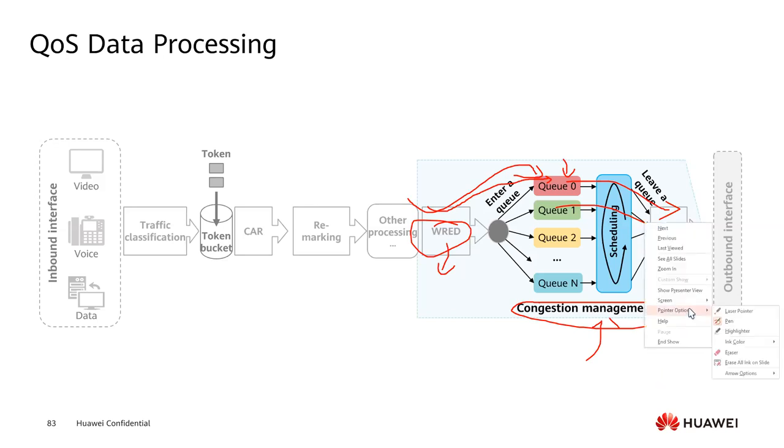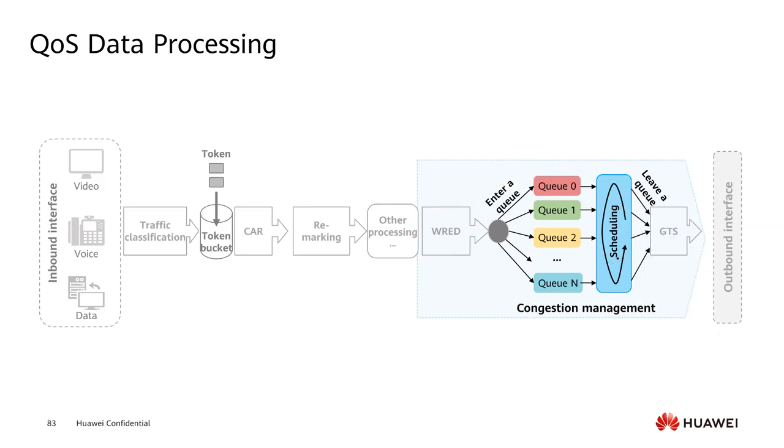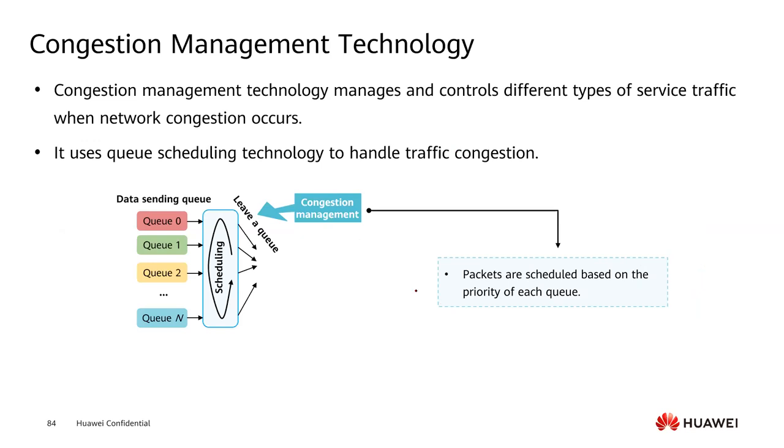This is the concept of congestion management. Congestion management is basically doing scheduling to let certain queues forward the packets out first, and certain queues need to wait a while. So you can see congestion management is basically about how the packet leaves the queue.